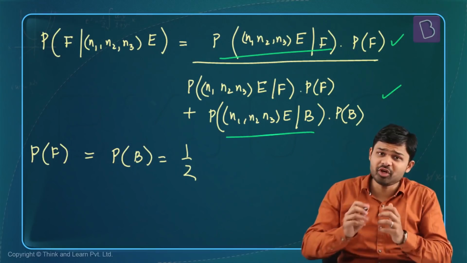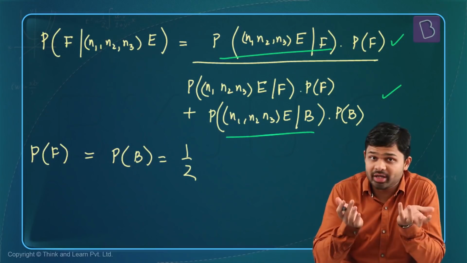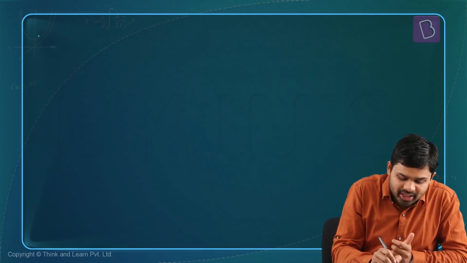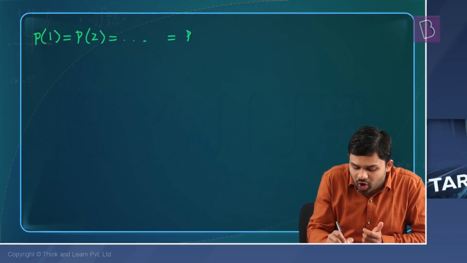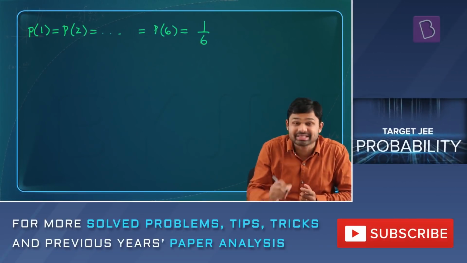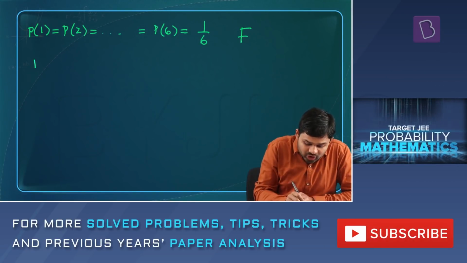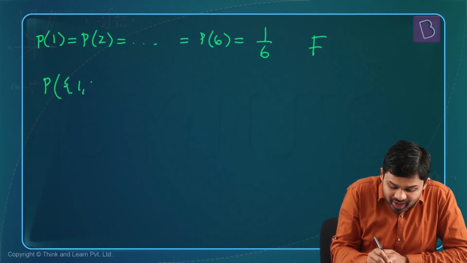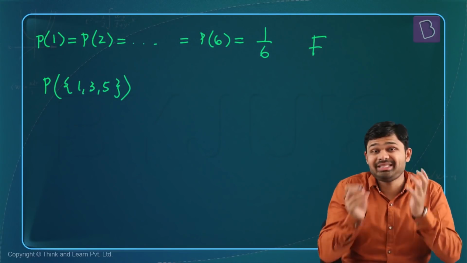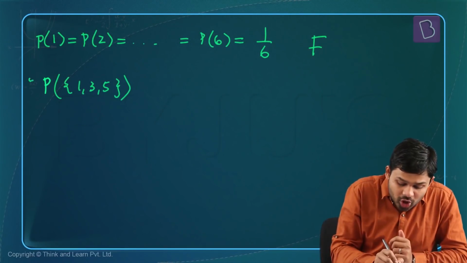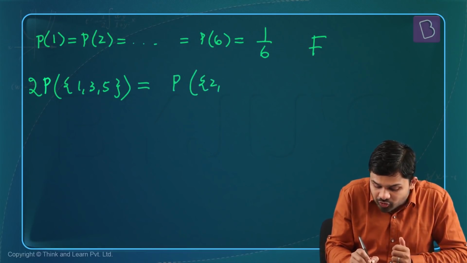Okay, so first of all, what is the probability of getting different numbers on that biased die? Because we know that the probability of 1 equal to the probability of 2 equal to the probability of 3 all the way up to the probability of 6, which is equal to 1/6 for a fair die. But what about the biased die? Well, for the biased die, we know that the probability of getting an odd number, 1, 3 and 5, is half of the probability of getting an even number. So 2 times the probability of getting 1, 3, 5 is the probability of getting 2, 4, 6.